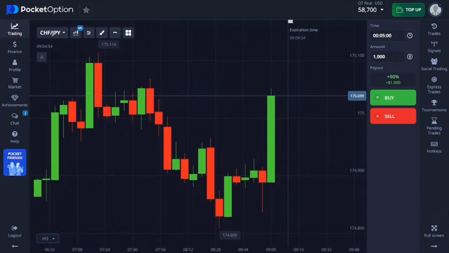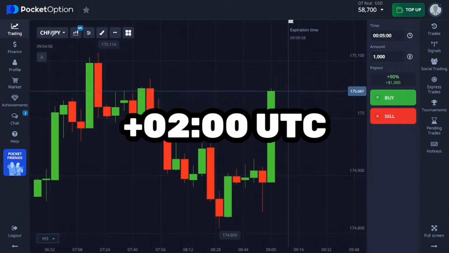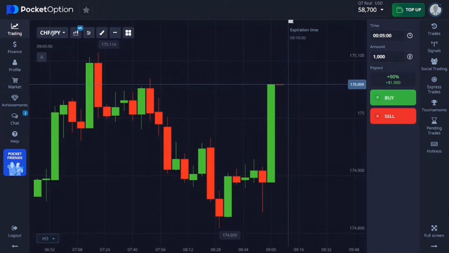So just to give you guys an idea, based on my time zone, I'm about 2 hours ahead of Greenwich Meridian time. So London session starts at 9 AM, basically just started, and New York session starts at about 2 PM. So we'll be trading within that time bracket.